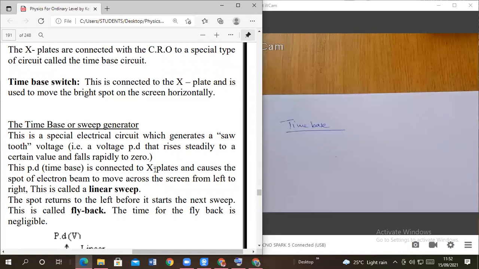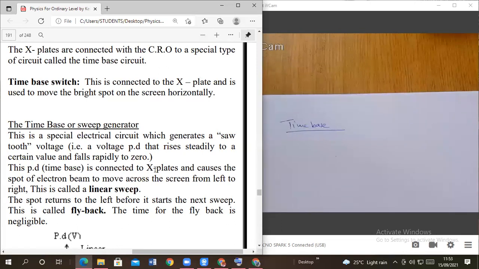So you should know the difference. Where is the time base connected? The time base is connected to the X plate, and through that time-base switch, it will generate a sawtooth voltage. Now, why do we say a sawtooth voltage? Because when I talk about voltage, I'm talking about PD. PD means potential difference.